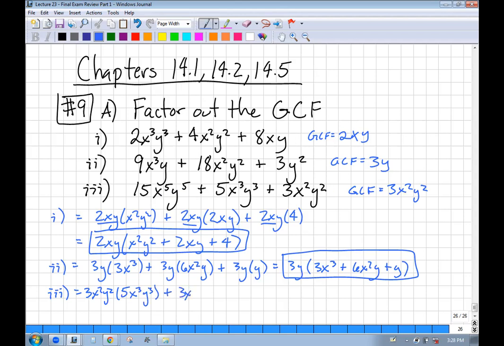Now for the next term. Oh, this won't work at all. I thought this was a 15. So if that's not a 15, I can't pull a 3 or 5, all right? Because 5 is not divisible by 3. All I can do is x squared y squared. So that means that this has to be a 15.